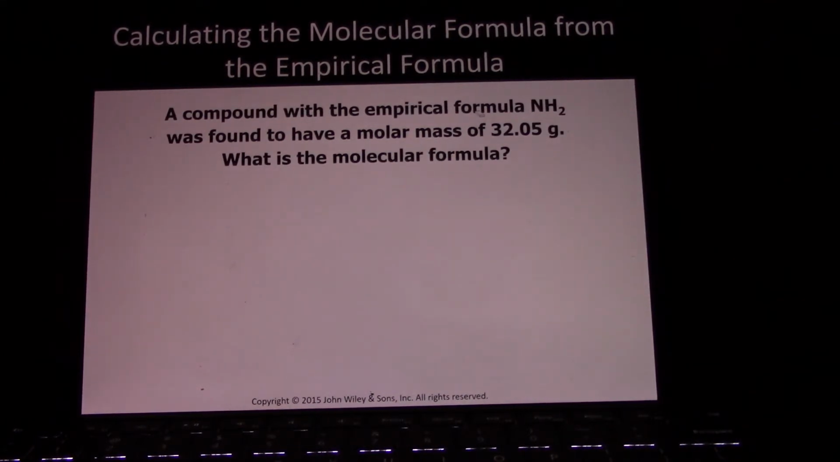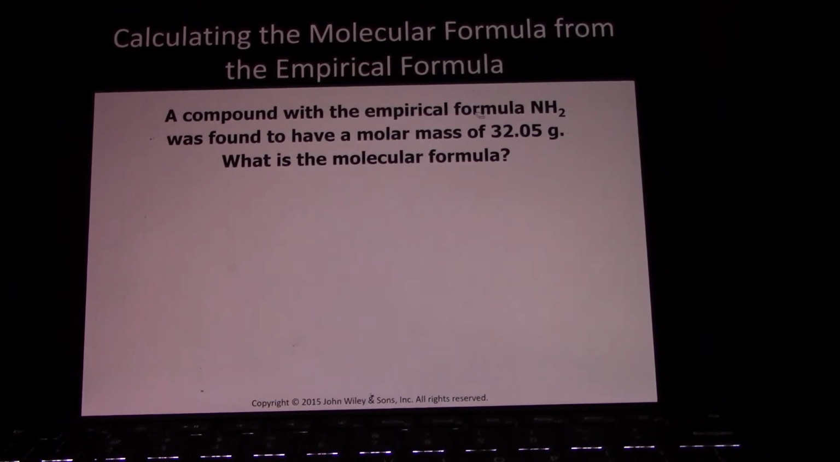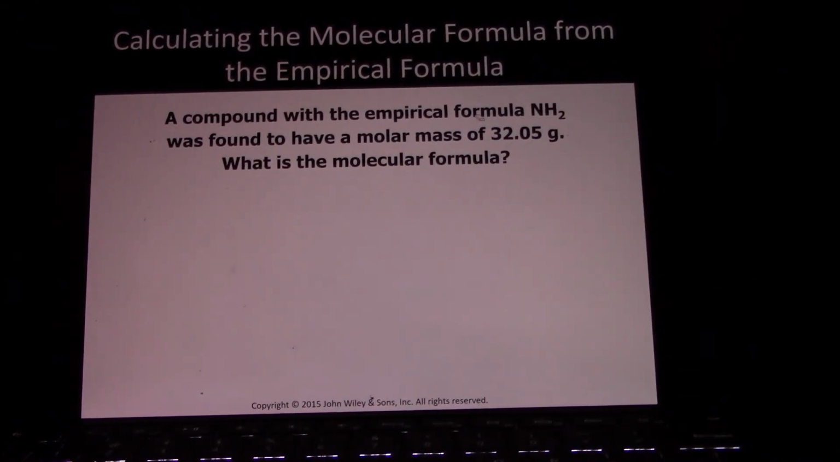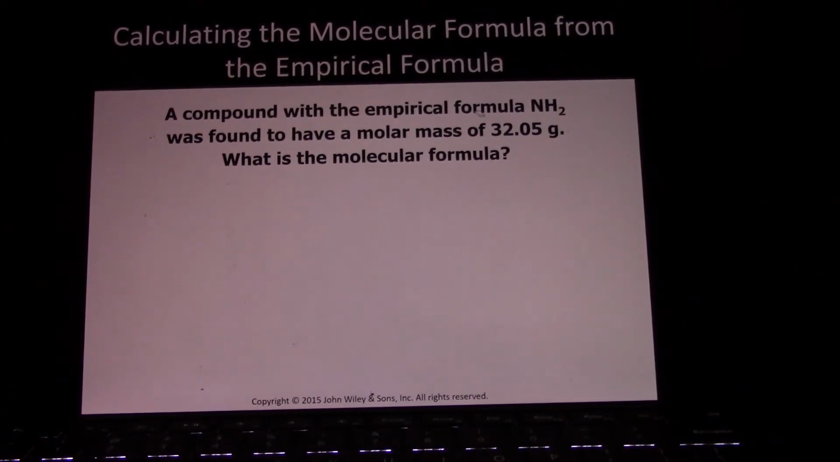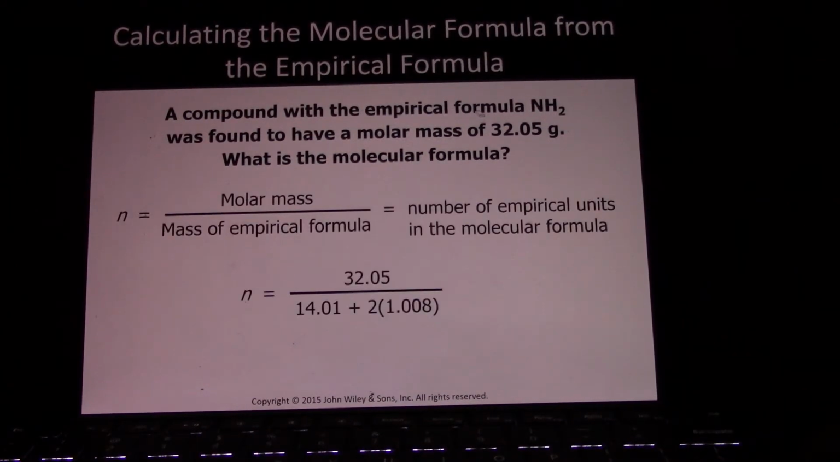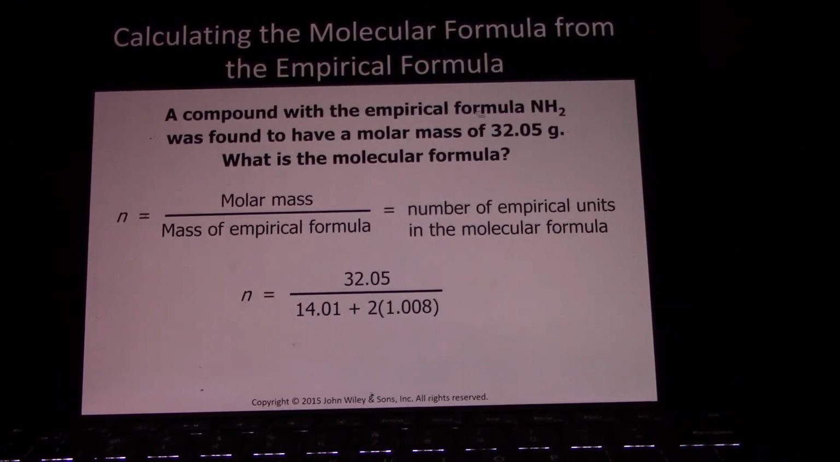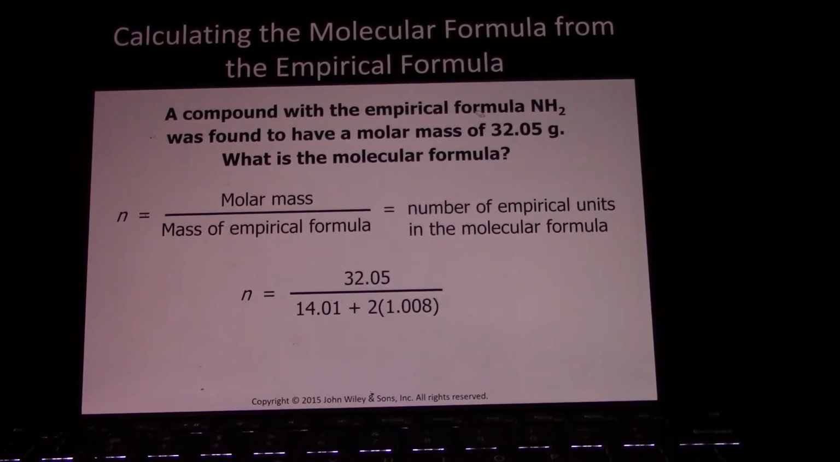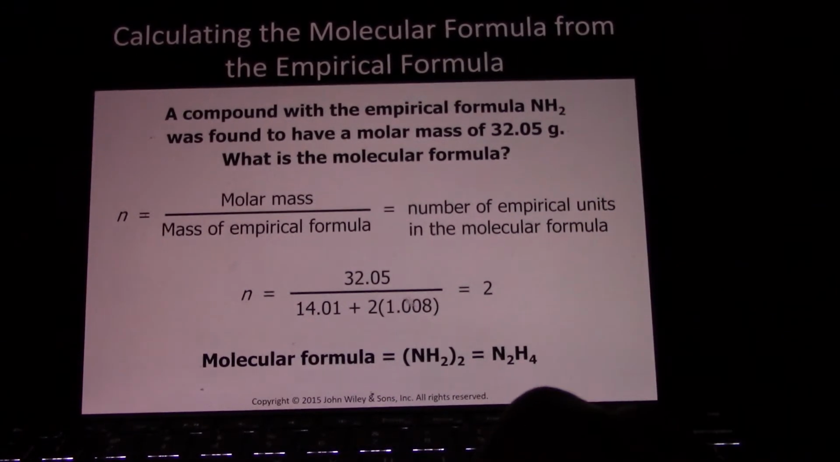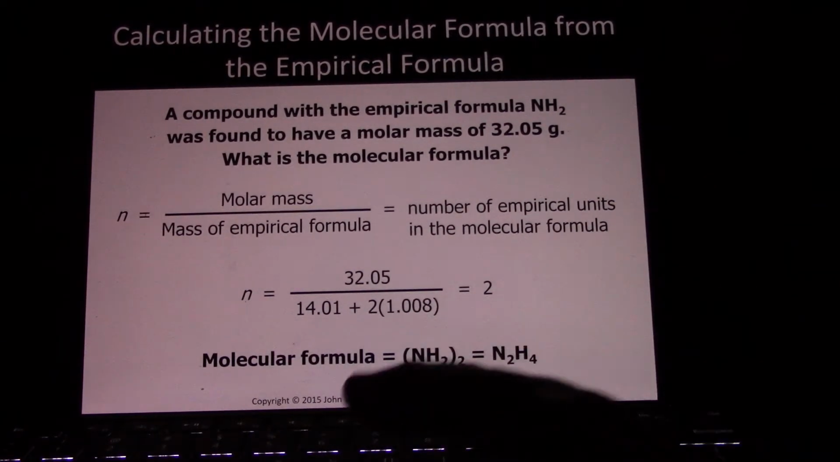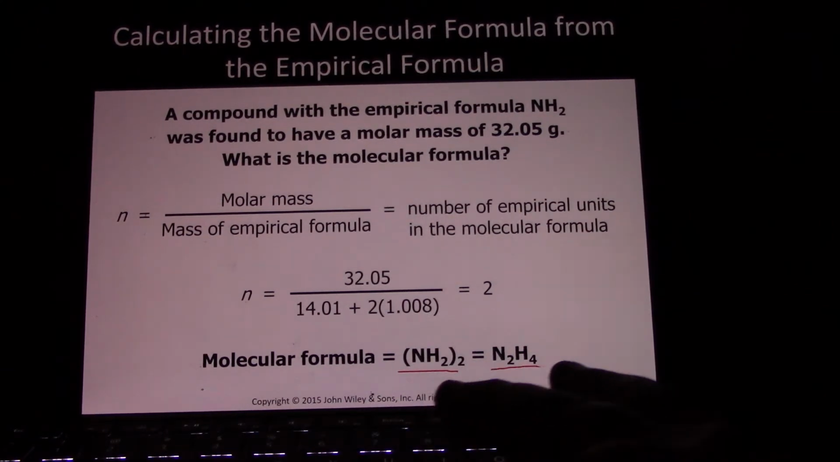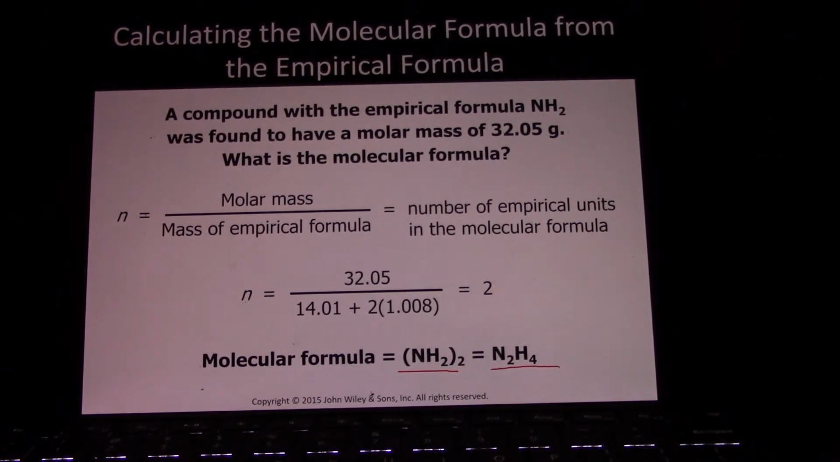So let's do one. A compound with the empirical formula NH2 was found to have a molar mass of 32.05 grams per mole. What is the molecular formula? Well, we first find the multiplier. You were given the molar mass of the compound, and you always will be in this class, because there's no way for you to find that yet. And then we divide it by the molar mass of the empirical formula, which was NH2, so 14.01 for nitrogen and 1.008 for hydrogen. And our multiplier is 2. So we take the empirical formula, multiply it by the multiplier to get N2H4, the molecular formula.